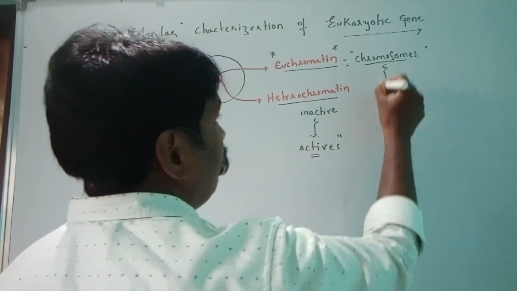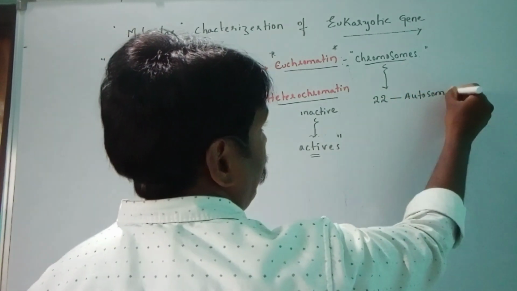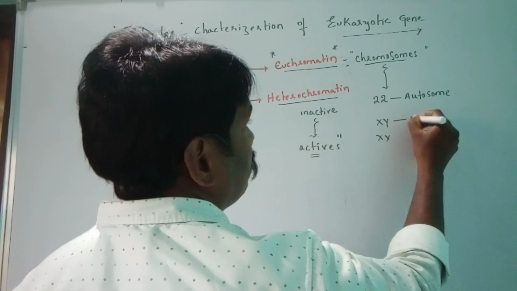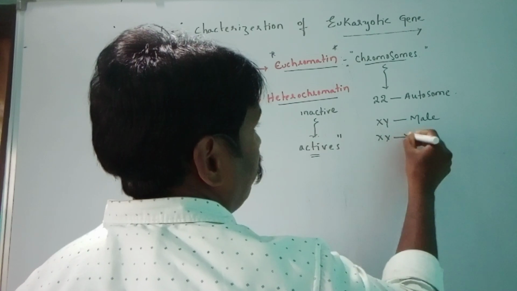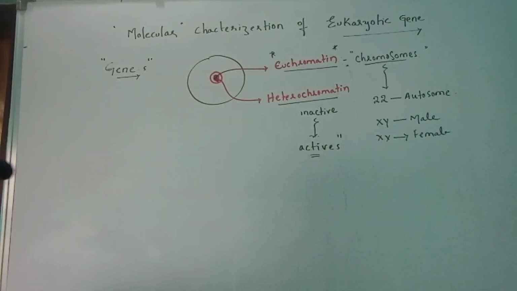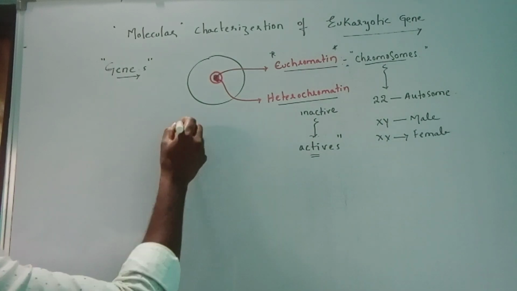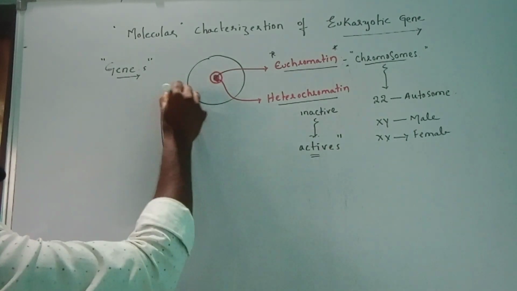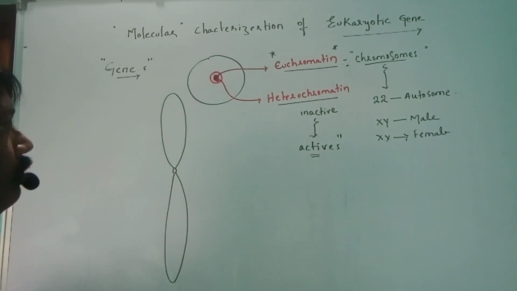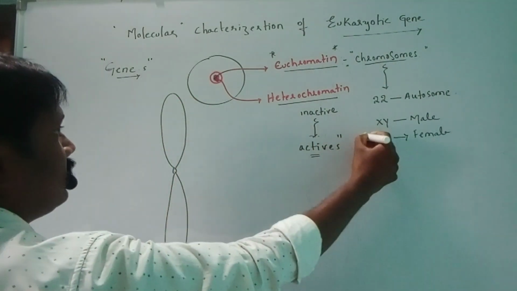In euchromatin material we have the 22 autosomes, and only one pair of sexual chromosome, XY and XX. XY we find in case of male and XX in case of females. Now we are focusing especially on the genes which are arranged in them, right? When you open the chromosome out, we have the 22 autosomal chromosomes and one pair of sexual chromosome, XY in case of male and XX in case of females.